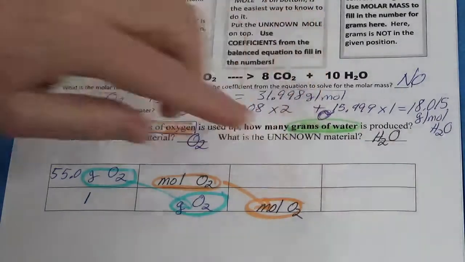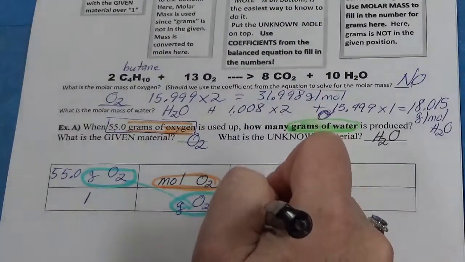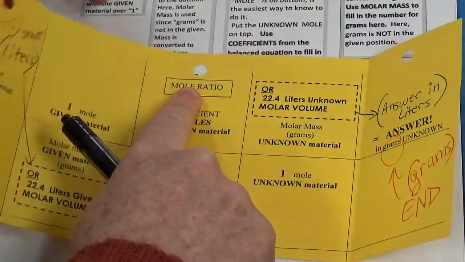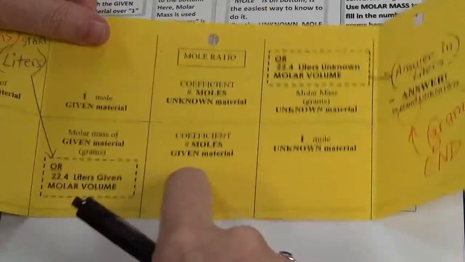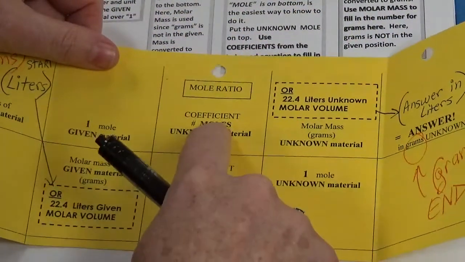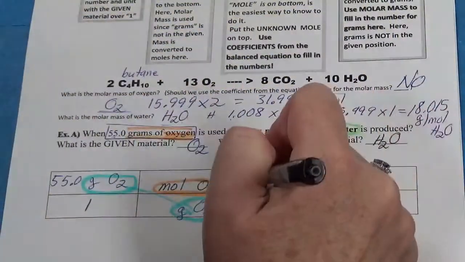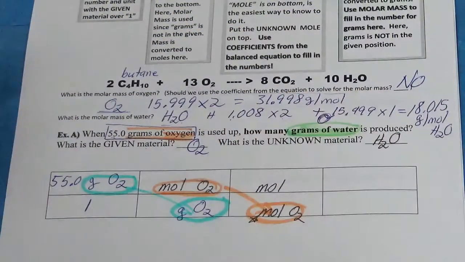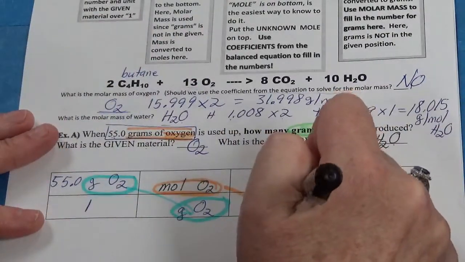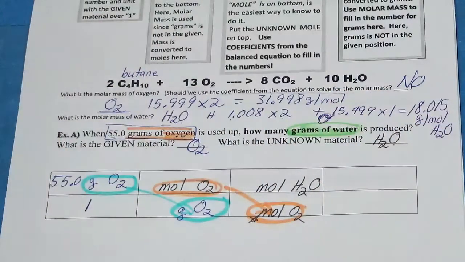Well, I got moles on the bottom for the very first time. And I've always taught my students when moles is on the bottom for the first time, that's the mole ratio step. So we're going to use moles of given, oh, it's already there. Moles of given is on the bottom, and we'll put moles of unknown on top. What's the unknown? Oh yeah, the unknown is water. You want to identify that before you even start the question.